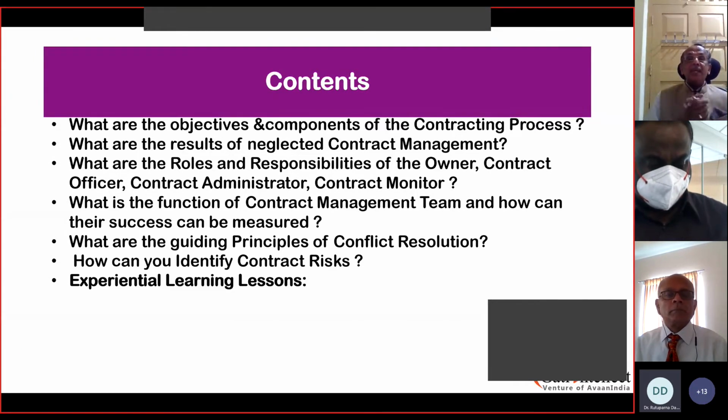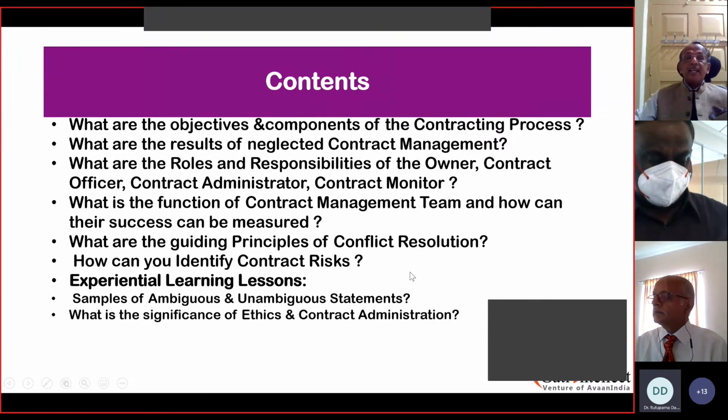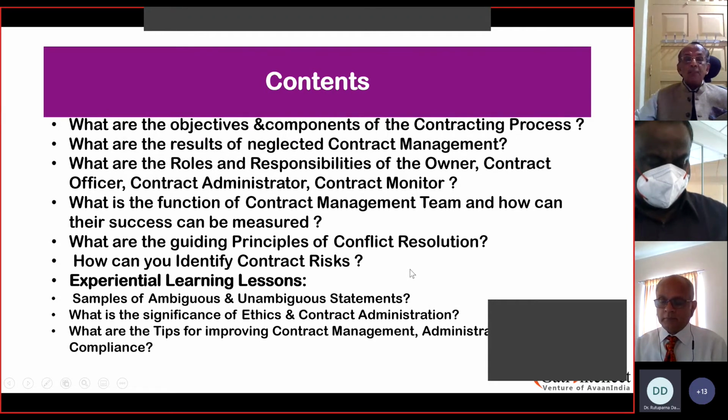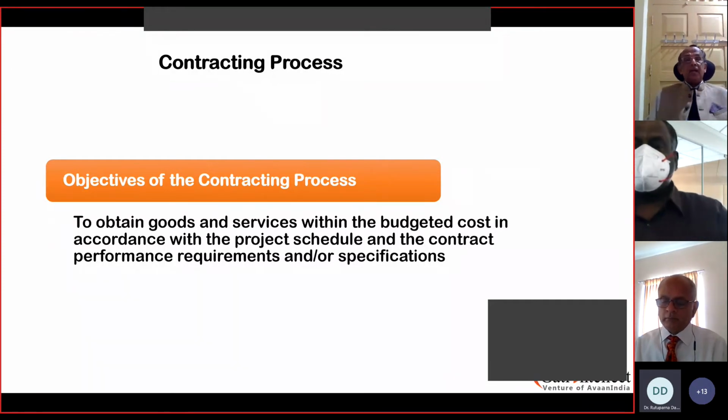As a part of our experiential learning lessons, we are going to have the following: sample of ambiguous and unambiguous statements. What is the significance of ethics and contract administration? Then what are the tips for improving contract management, administration, and compliance? Okay, right. So let's start for the day with objectives of contracting processes. What are the objectives? Let's have a look at it.